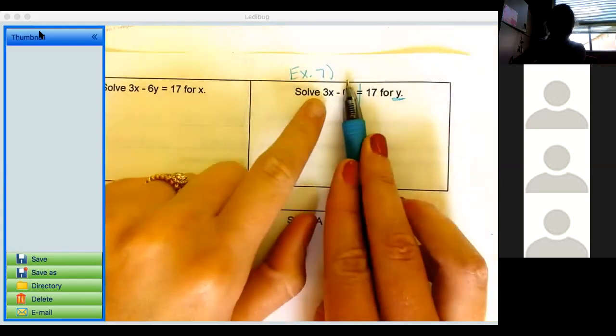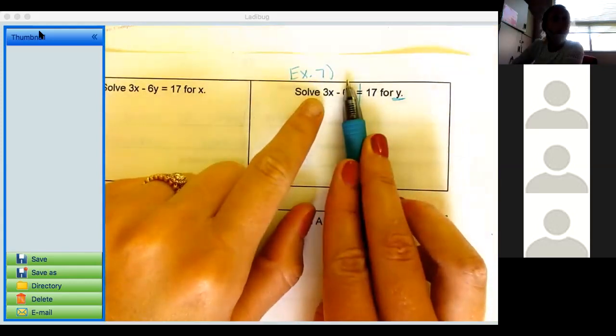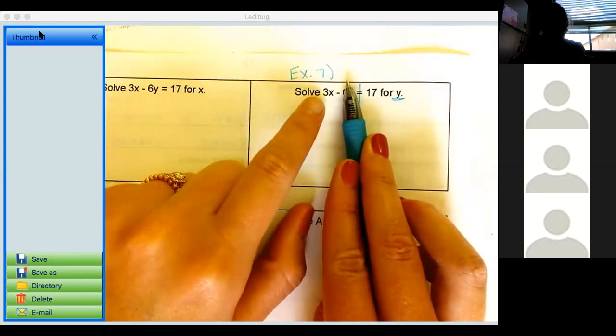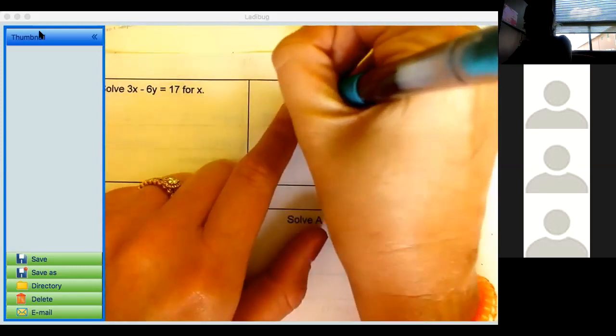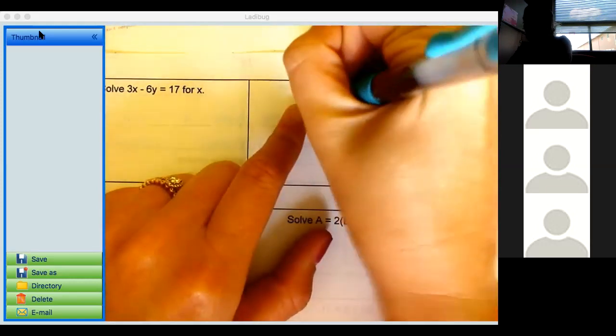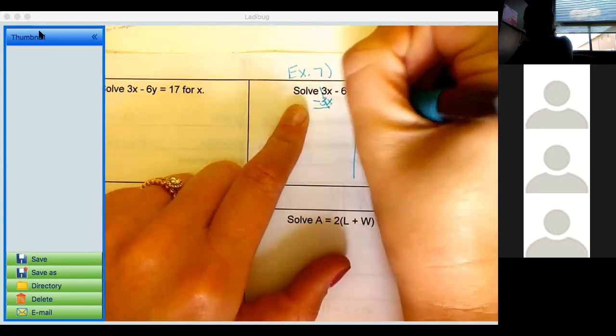But is the 3x what's negative? No, the 6 is. So this is a positive 3x. So how do I move it? No, it's already positive. There you go. That's why I'm doing this one. You've got to subtract 3x to get those to cancel. Minus 3x over here.